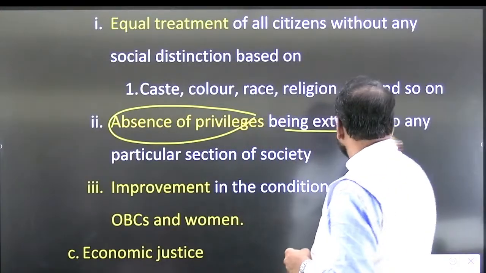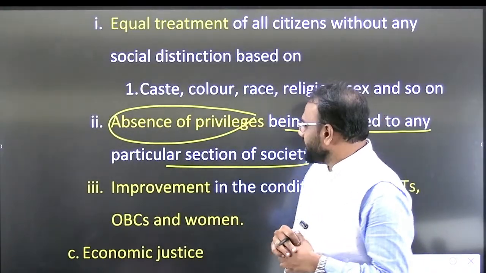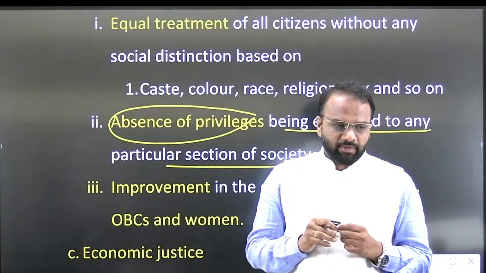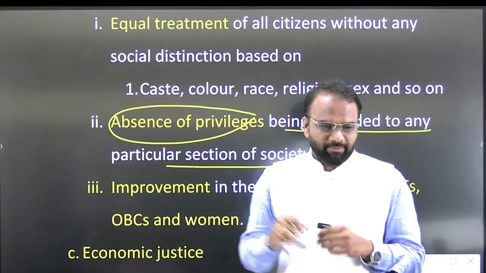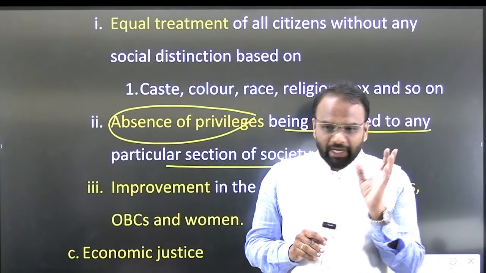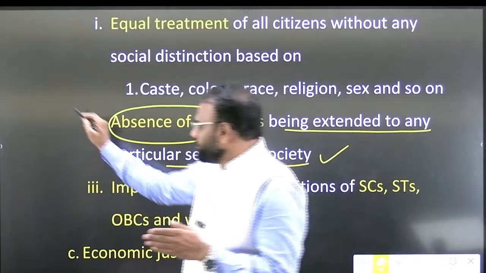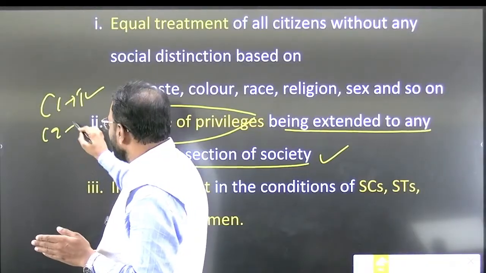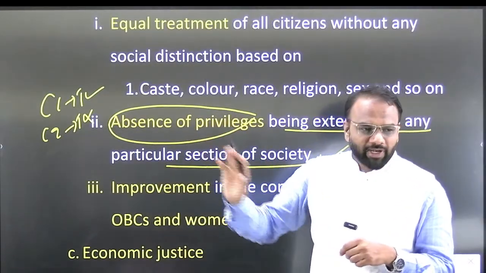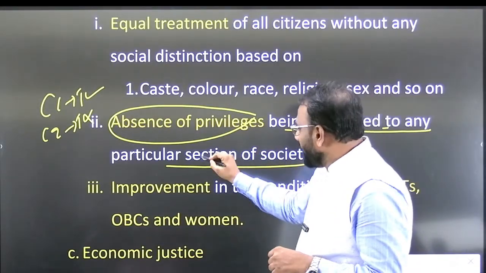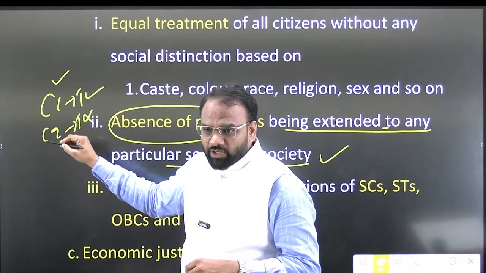Absence of privileges being extended to any particular section of society. For example, I shall take the opposite thing. Let's assume only people belonging to some caste are allowed to enter a temple. Let's assume caste 1 can enter a temple, yes. Caste 2 cannot enter a temple. What does it mean? Privilege is being extended to one particular section of society. For caste 1, you are extending the privilege. For caste 2, you are denying the same.